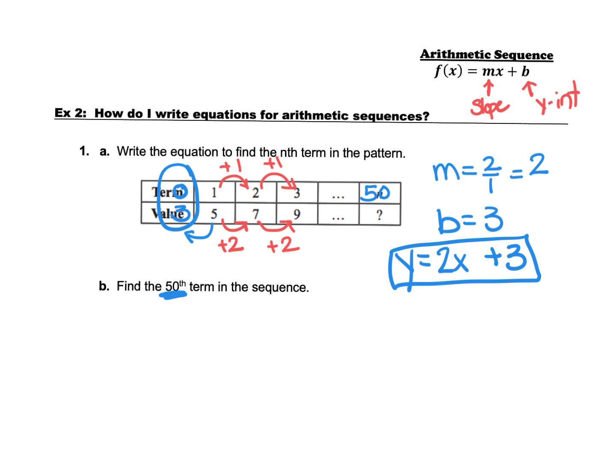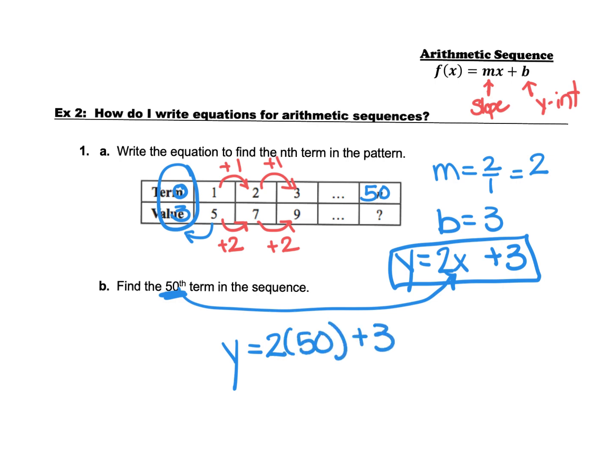So instead we've come up with the equation for the table, and we're going to plug the 50 in for the x. So that 50 is going to come right in here and replace that x. So I have y is equal to 2 times 50, and then plus the 3. So we'd have y is equal to 2 times 50, 100, and so we'd have 103. So the 50th term is 103.